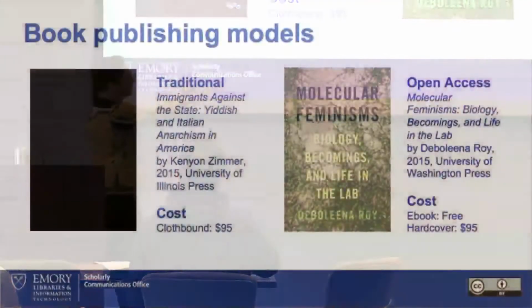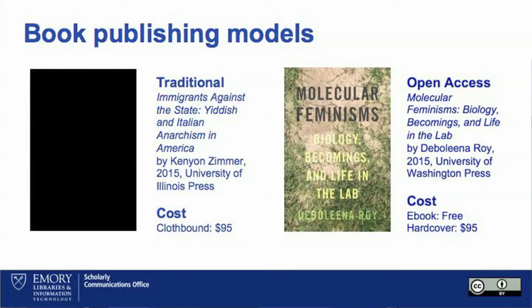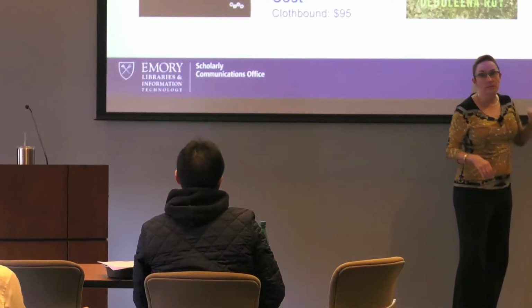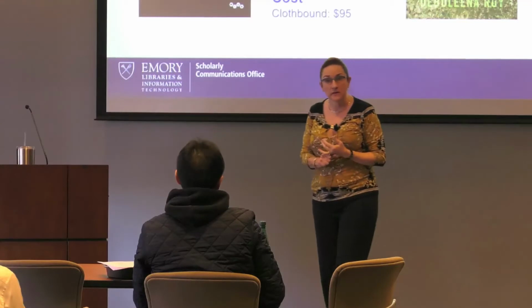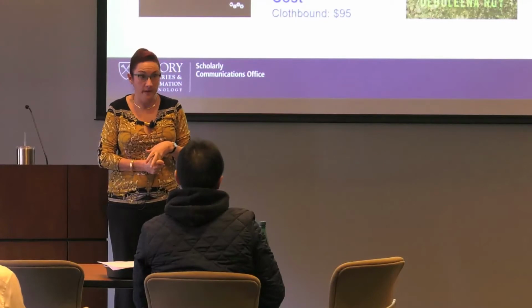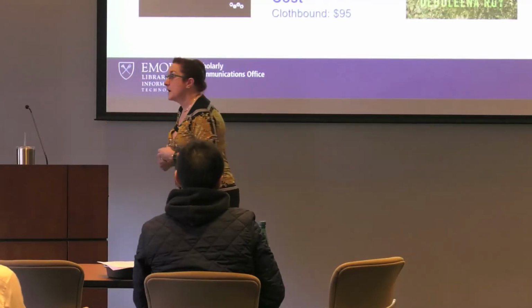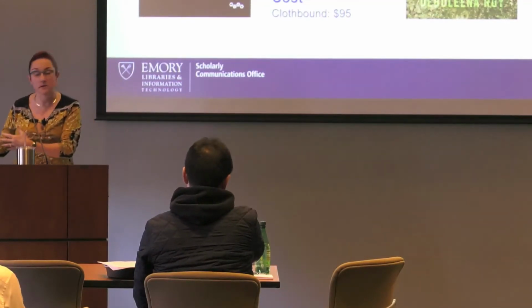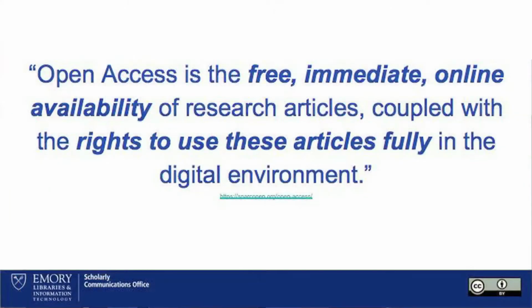The second model is an open access model. Debelina Roy, who works here at Emory, published this book also in 2015. And she was able to publish this book in open access. What that means is that if I wanted a copy of this book, as long as I didn't have to have a print copy, the ebook is free. Not only is it freely available to me at no cost, I don't have to pay for it, it's also licensed in such a way that I could share it with other people, okay? If I wanted a print copy of the book, however, for those who really do prefer print, the print copy is available. You can order it and pay for it.